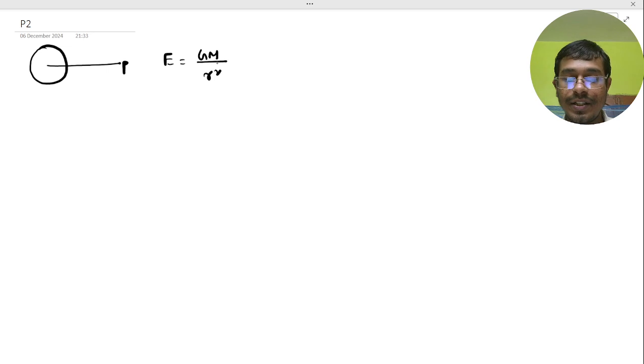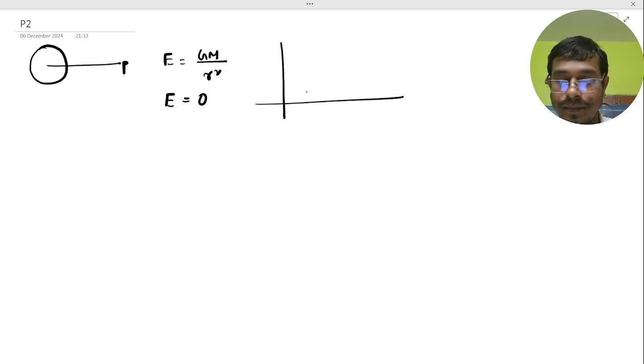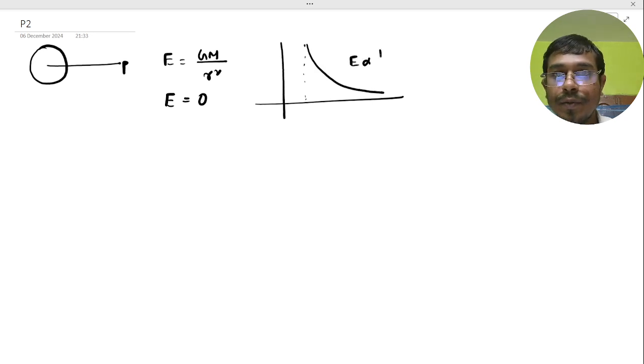When P is inside the shell, E should be 0 and the graph would look like that. Outside, E is proportional to 1 by r square. This is r and this is E.